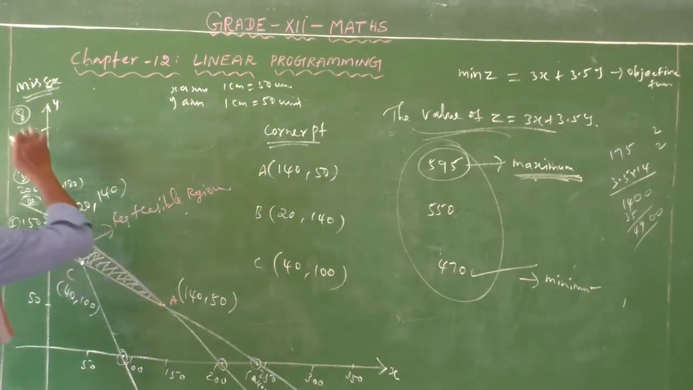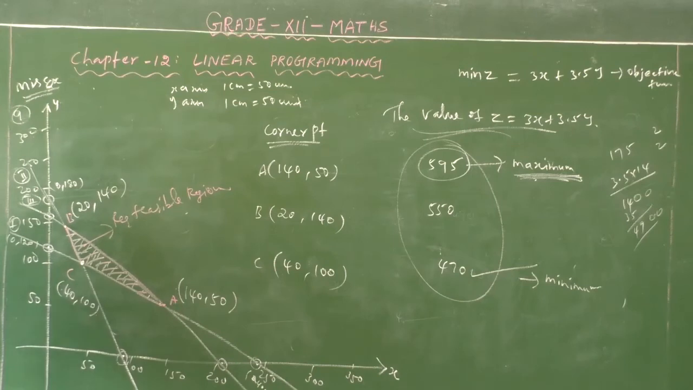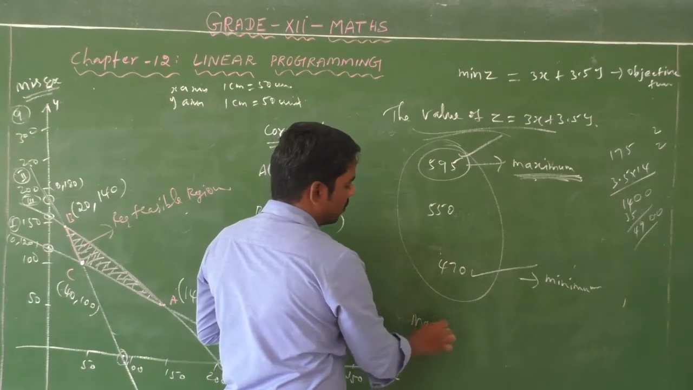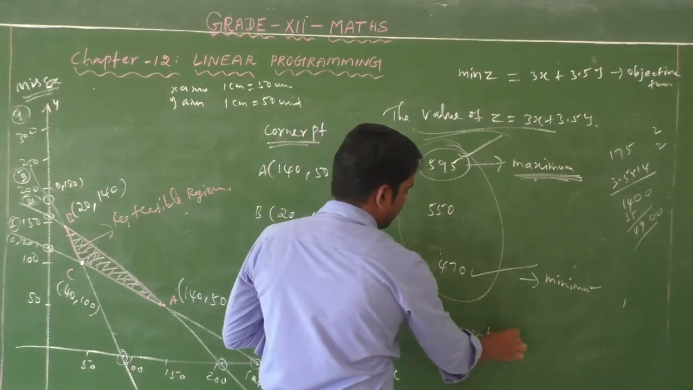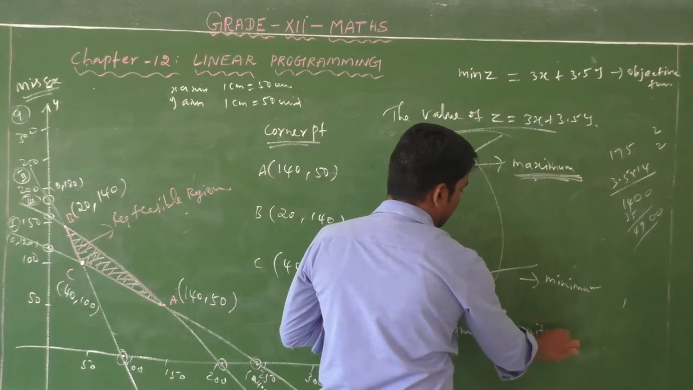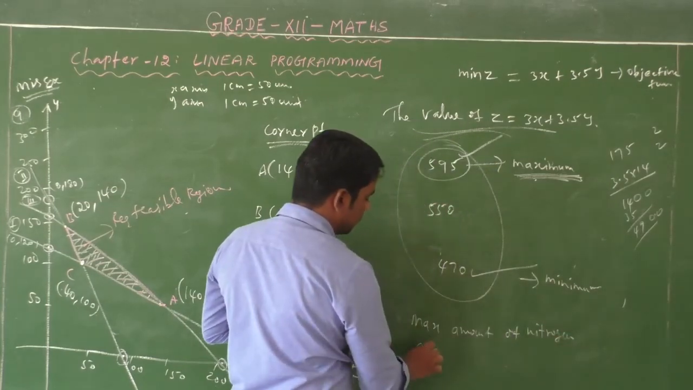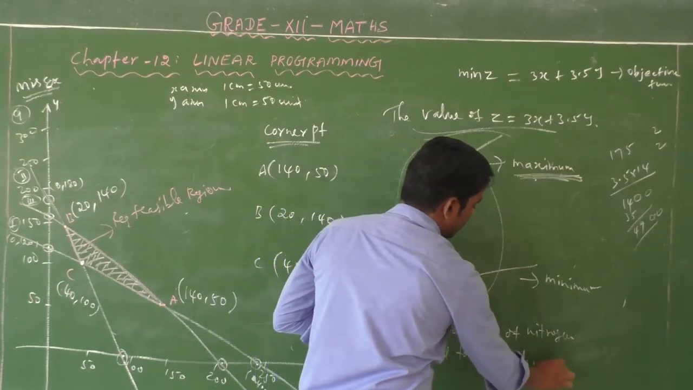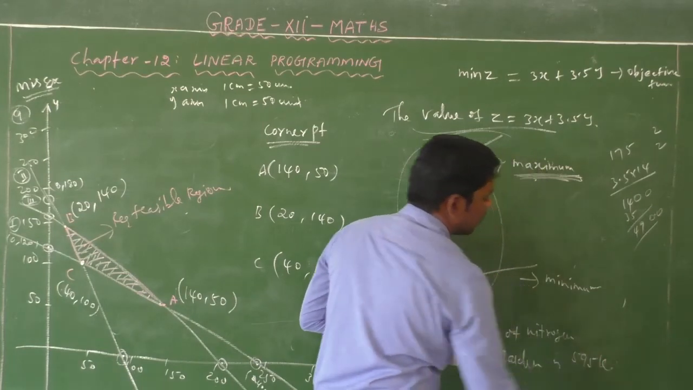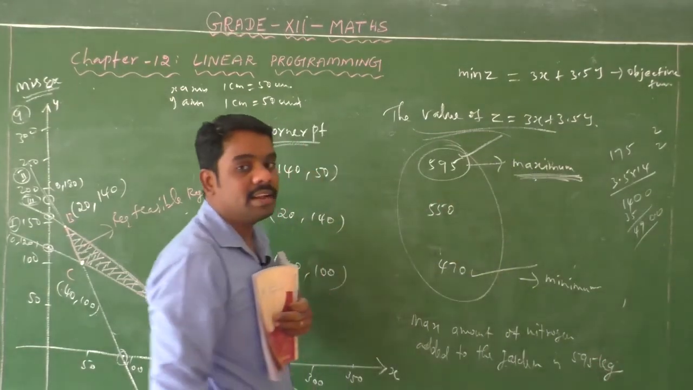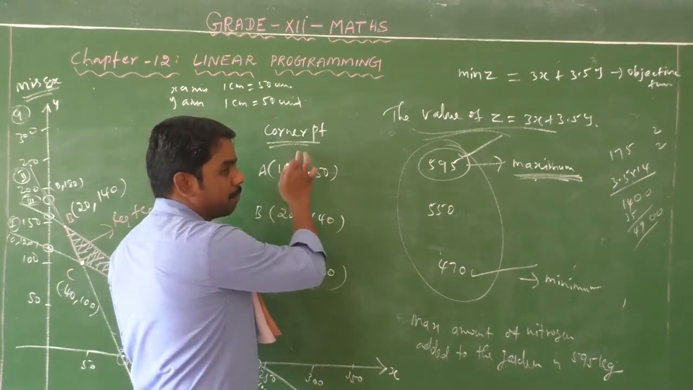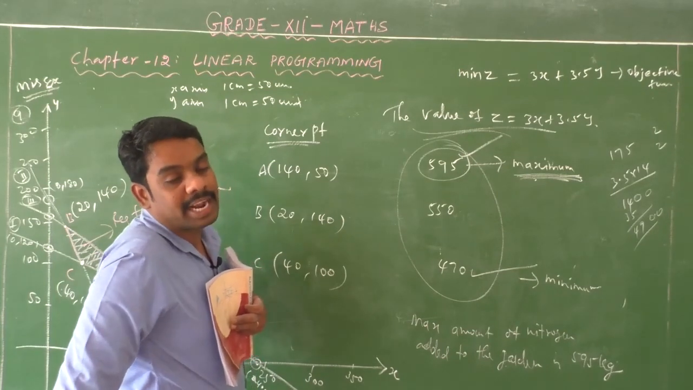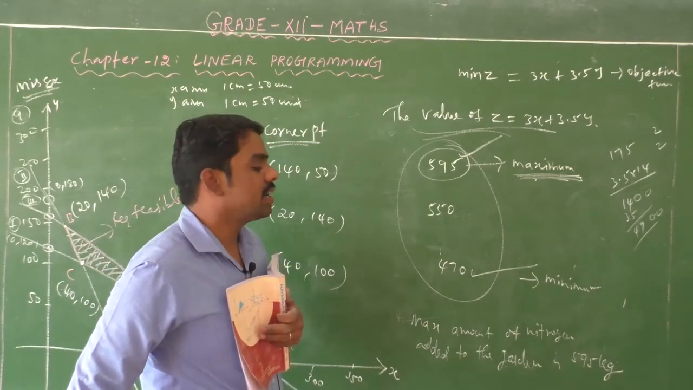Question number 9. This is the same answer. This one is the question number 9 answer. So the maximum amount of nitrogen added to the garden is 595 kilogram, when 140 bags of brand P and 50 bags of brand Q are used. Okay, so this is the required answer in the 9th question.